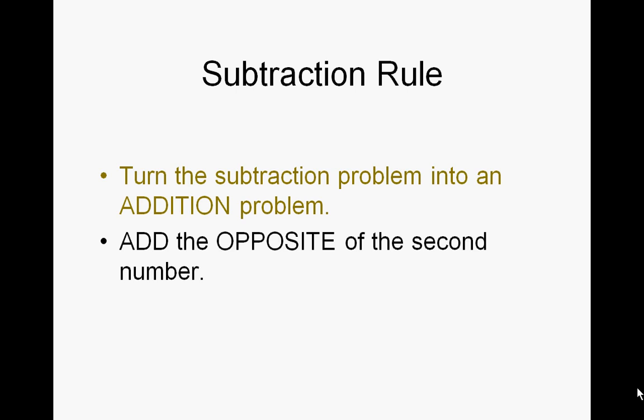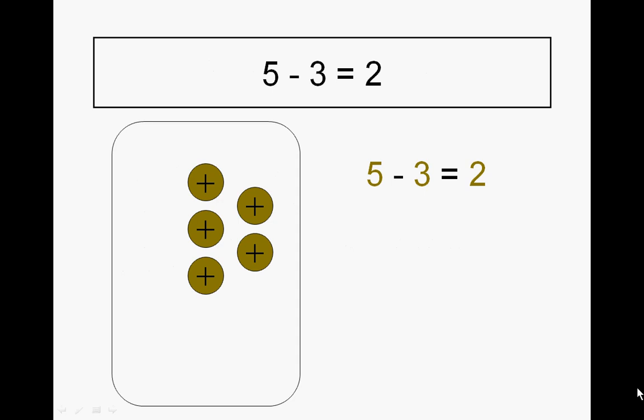Alright, so let's take a look at some proofs using counters. In this case, we have a subtraction problem, and we're going to do this both as subtraction and as addition. If we have 5 minus 3 equals 2, we start off with 5 positive counters, take 3 counters away, and that leaves us with 2 counters. Simple as that. So what does this look like as an addition problem? Well, it would be 5 plus a negative 3. Notice what happens with the minus sign. It turns into an addition sign, and the positive 3 turns into a negative 3.